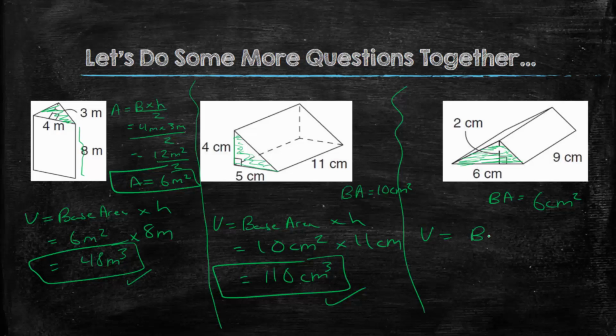That's the base area. Okay. Volume equals base area times height. So we know base area is 6 centimeters squared times height, which is 9, gives us, well, what's 6 centimeters squared times 9 centimeters? It's 54 centimeters, and do not forget it's cubed. Oh, I made a mistake here. Gotta put your units. So 6 centimeters squared times 9 centimeters gives you 54 centimeters cubed.